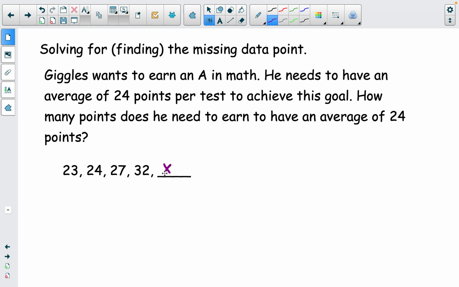Did you write out the data and put an x for our variable? What's the next thing we do? Please do that. Remember to pause the video each time to give yourself time to apply and think.